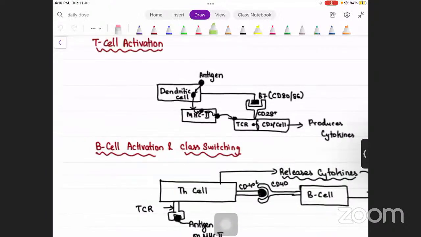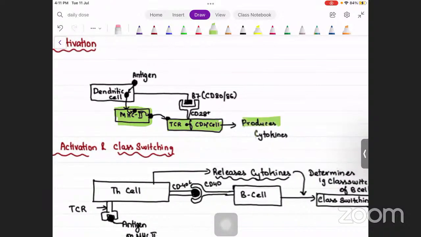Whenever the antigen binds with the dendritic cell, the antigen passes in and binds with MHC class 2. MHC class 2 then transfers the antigen to the T cell receptor of the CD4 positive cell. The dendritic cell also contains B7, which binds with CD28, and then it produces cytokines. This is how it gets activated.